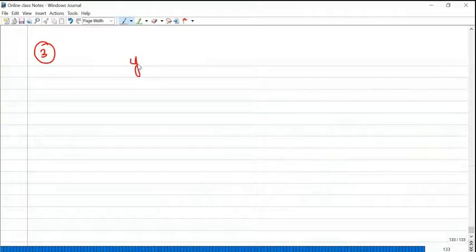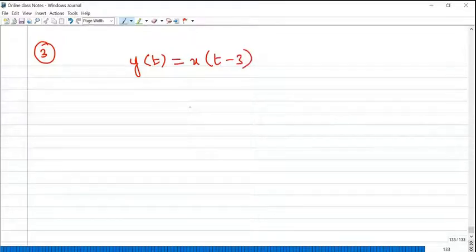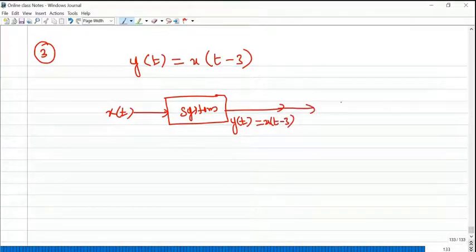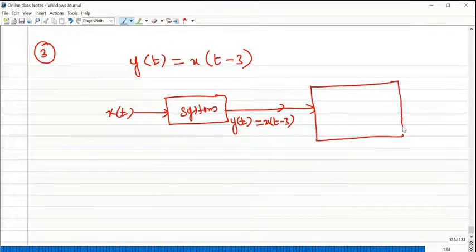Now I'll give you an example for an invertible system. That is y(t) equal to x(t) minus 3. I'm applying x(t) to a system, and my system output is y(t) equal to x(t) minus 3. So this system is an example for an invertible system.